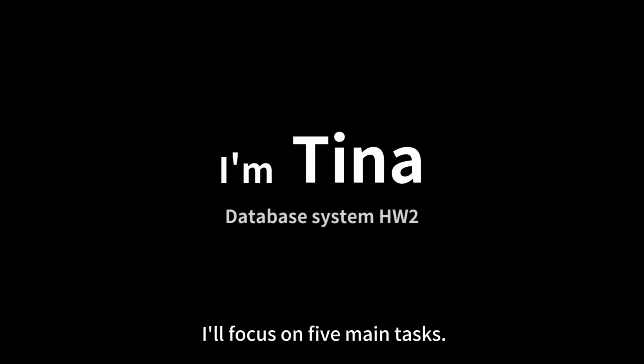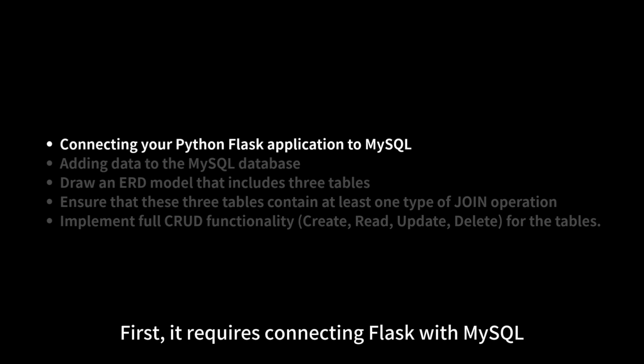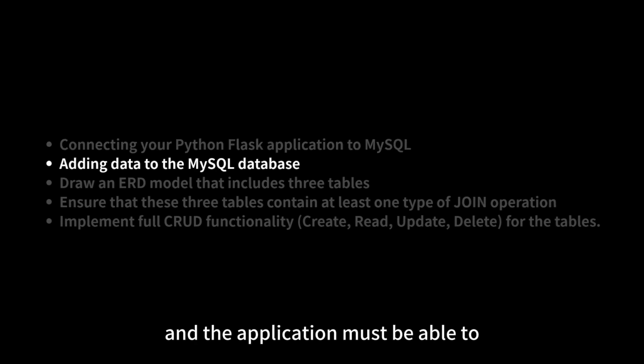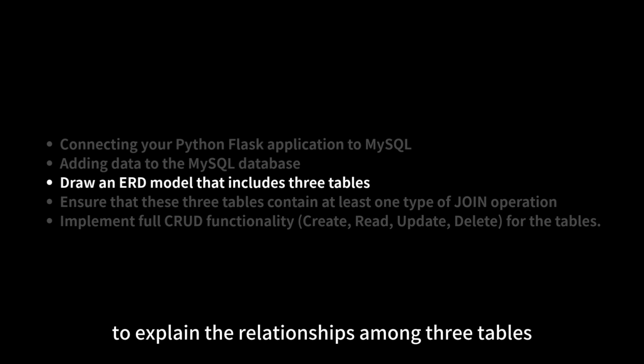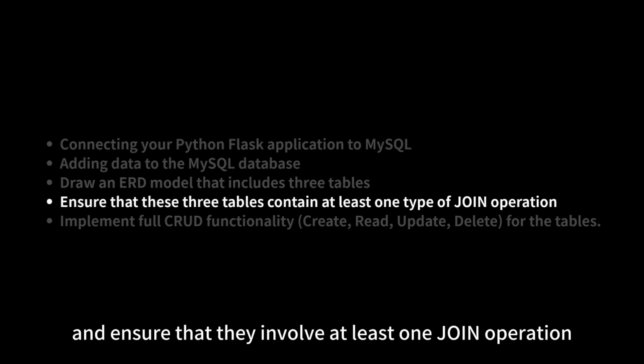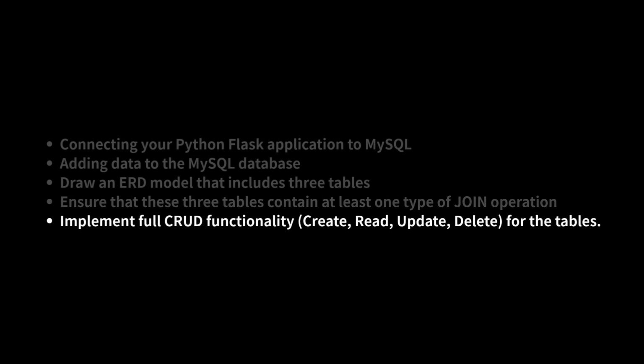I will focus on 5 main tasks. First, it requires connecting Flask with MySQL, and the application must be able to edit data to the MySQL database. Next, we need to draw an ER diagram to explain the relationship among 3 tables, and ensure that they involve at least one join operation. Finally, we must implement full CRUD functionality in the project.